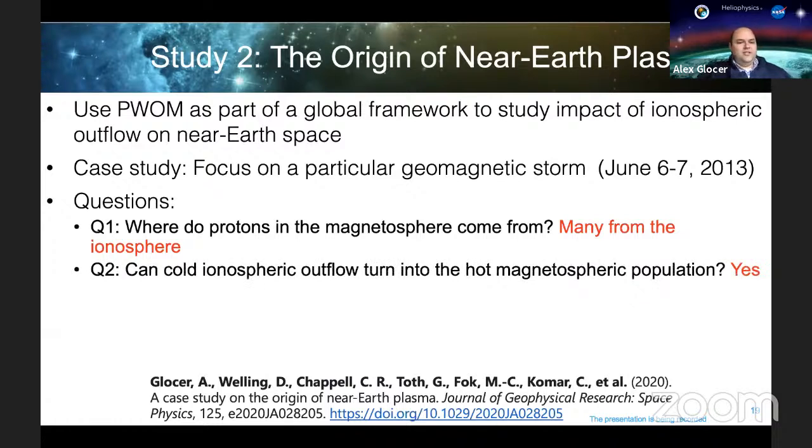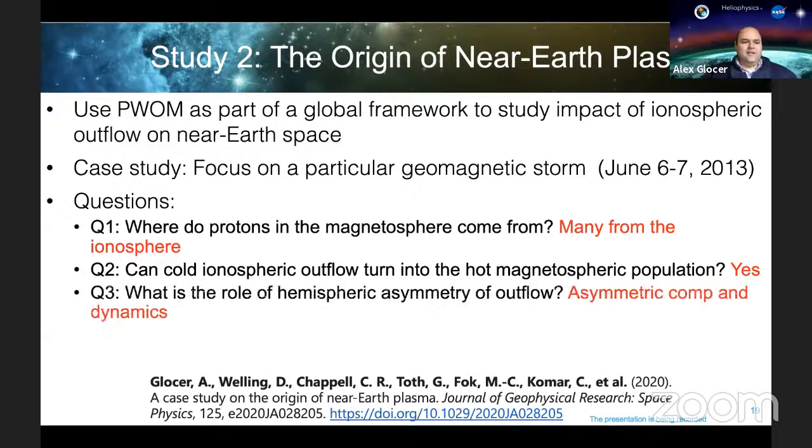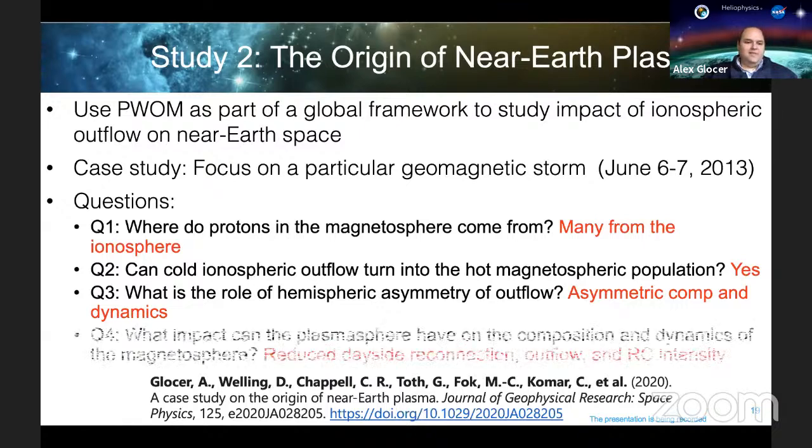The second question is, the outflow that's coming out is very cold. So can this very cold outflow turn into the hot population in the magnetosphere? And the answer is yes, and I'll show you that. We're also going to look at what's the role of hemispheric asymmetry in ion outflow. And as you'll see, when we introduce asymmetric ion outflow, you're going to get asymmetric composition in the magnetosphere, and that can affect the dynamics.